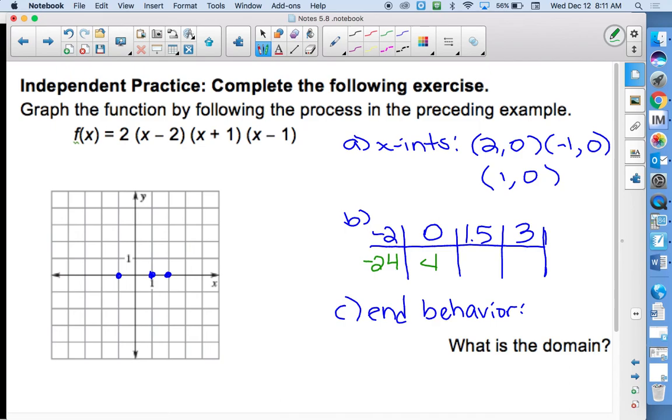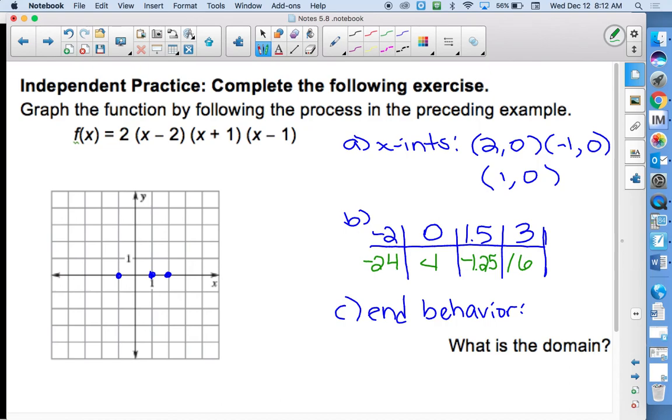So you should have a negative 24 and then a 4.1.5, this is like negative 1.25. And then at 3, I think it was 16? Yes. So 2 of those numbers are pretty darn big.